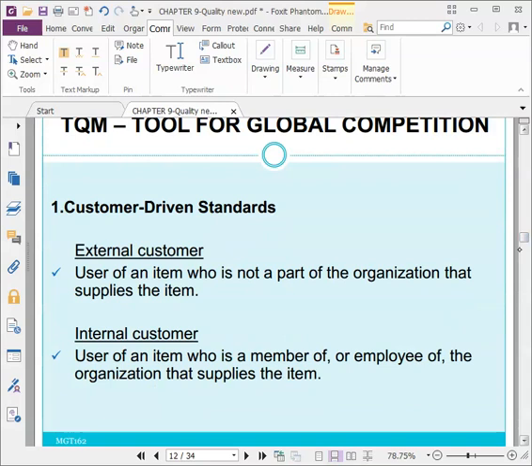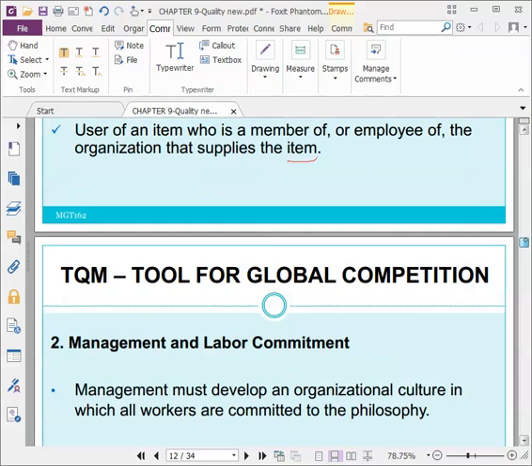Okay, let's look at an example, the explanation of the customer driven standard. External customer: user of an item who is not a part of the organization that supplies the item. So external customers include outside suppliers who send goods to the management. And we must also take care of the internal customer: user of an item who is a member or employee of the organization that supplies the item. These two we must take care of, external and also internal.